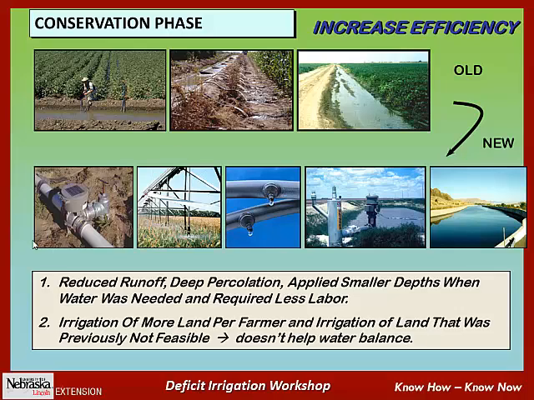So when you go to improve technology, you get reduced runoff, less deep percolation. You can apply a smaller amount of water that better meets the current crop water needs.